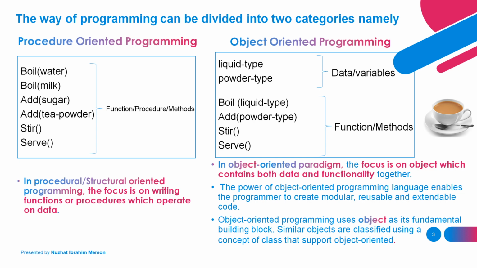Object-oriented programming uses objects as its fundamental building block. That can be an important question from both points of view. And as I told you earlier, in object-oriented programming, objects play an important role. Similar objects are classified using the concept of class that supports object-orientation. In an upcoming topic, I am going to explain class in detail.